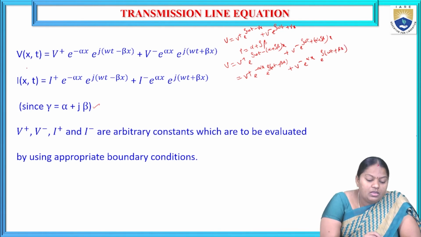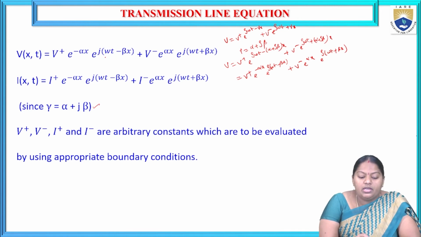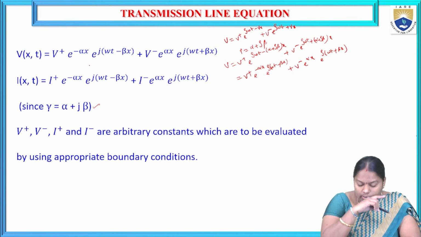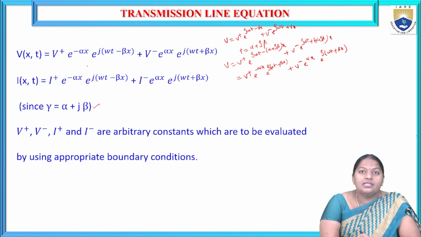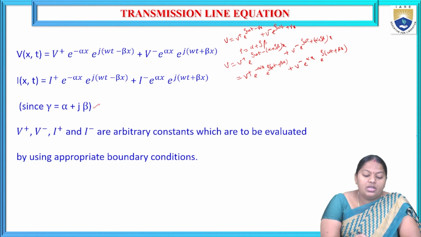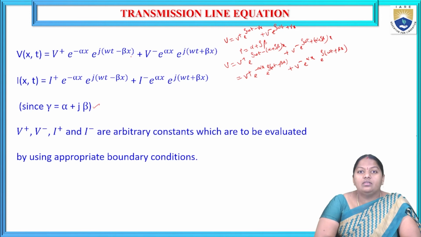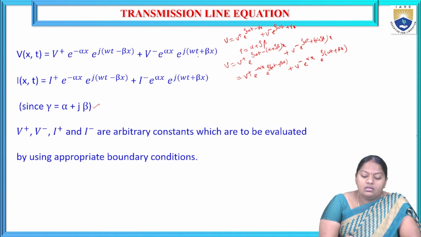So if you express gamma by alpha plus j beta, then V of x comma t equals V plus e power minus alpha x into e power j omega t. Considering the voltage equation first, V of x comma t equals V plus into e power minus alpha x into e power j omega t into e power minus beta x. If you take j as common, this becomes e power j into omega t minus beta x, and similarly for the negative term, omega t plus beta x.